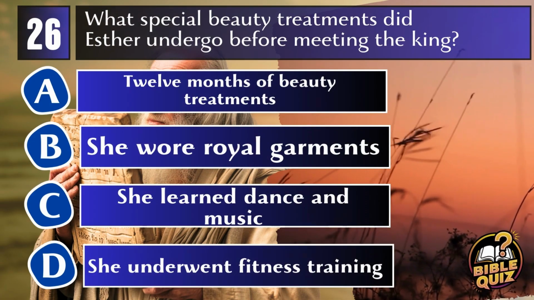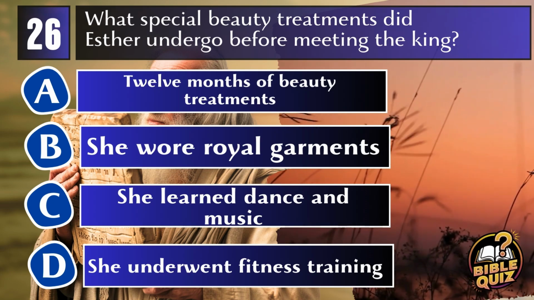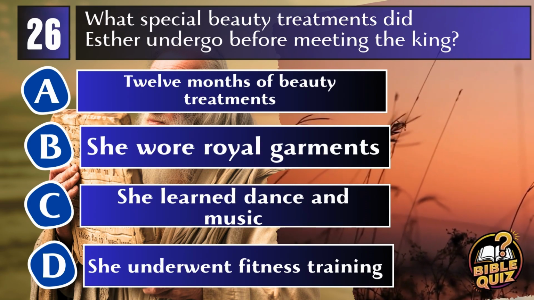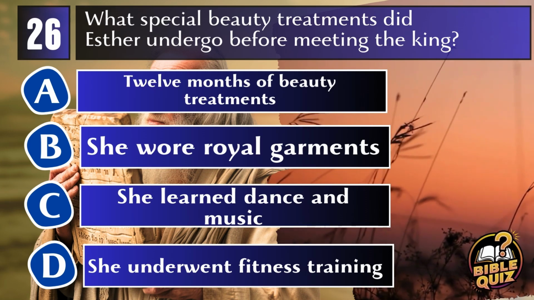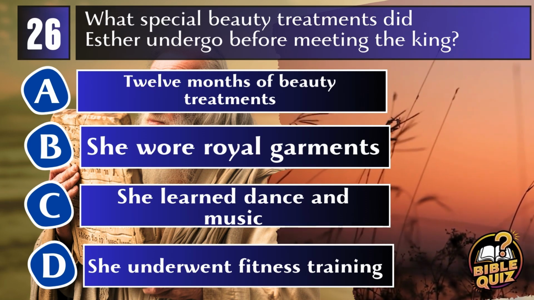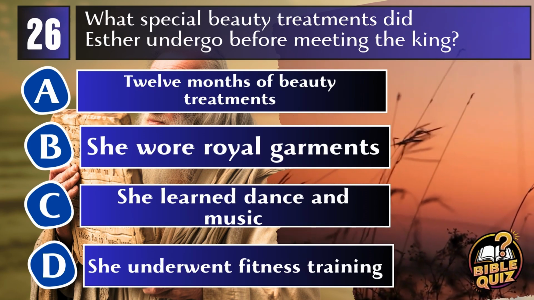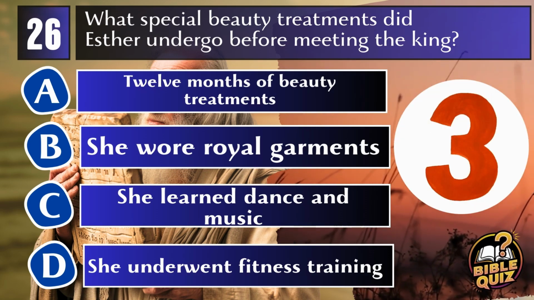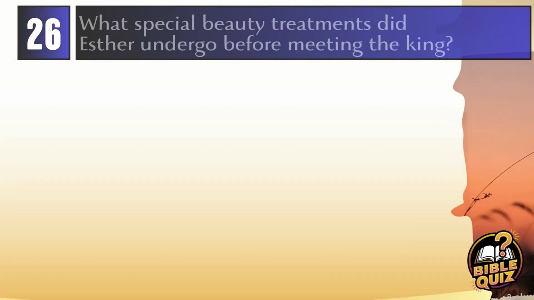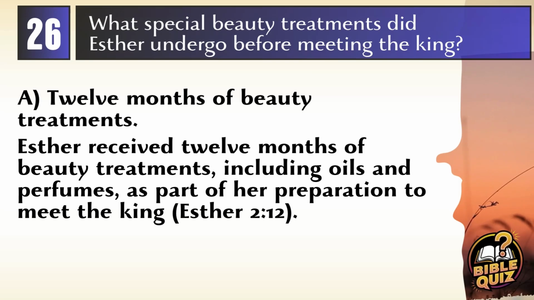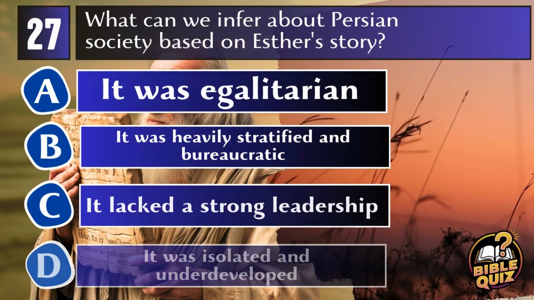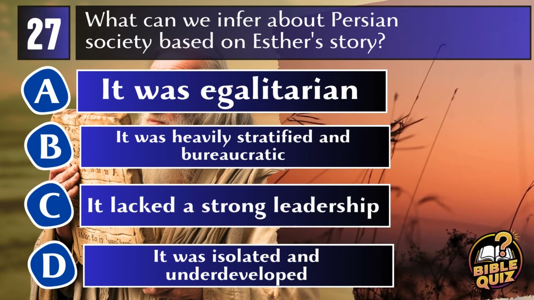Question 26. What special beauty treatments did Esther undergo before meeting the king? A. 12 months of beauty treatments. B. She wore royal garments. C. She learned dance and music. D. She underwent fitness training. Answer: A. 12 months of beauty treatments. Esther underwent 12 months of beauty treatments as prescribed for all women entering the king's harem, which included 6 months with oil of myrrh and 6 with perfumes and cosmetics. Esther 2:12.